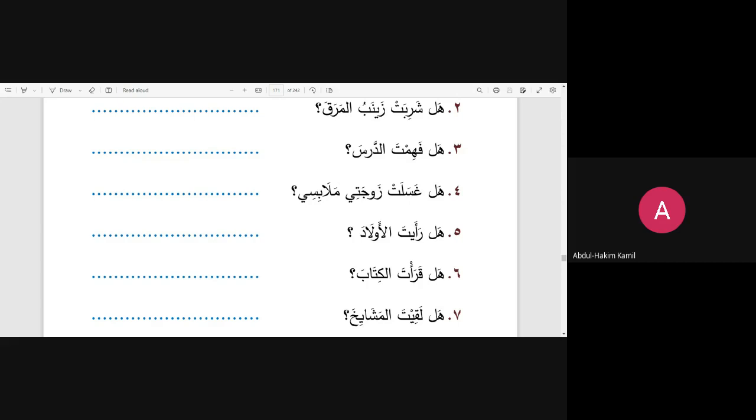No break between the verb and the fa'il. غسلت زوجتك. That's right, that has to be right together. هل غسلت زوجتي؟ نعم غسلت زوجتك. Same thing. هل غسلت زوجتي ملابسي؟ نعم غسلت زوجتك ملابسك. ملابسك كلها. نعم.